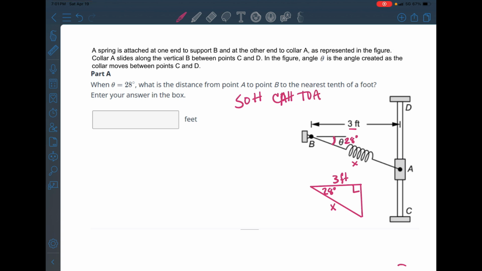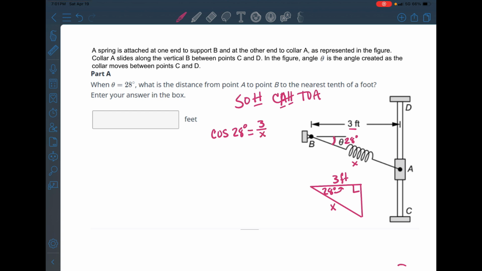So let's look at what sides we have. We know x is our hypotenuse because it's opposite of that right angle. So we're either using sine or cosine. And 3 is adjacent to 28, so we're going to use cosine. So we put cosine of our degree, 28, equals what over what? Adjacent over hypotenuse. So 3 over x.